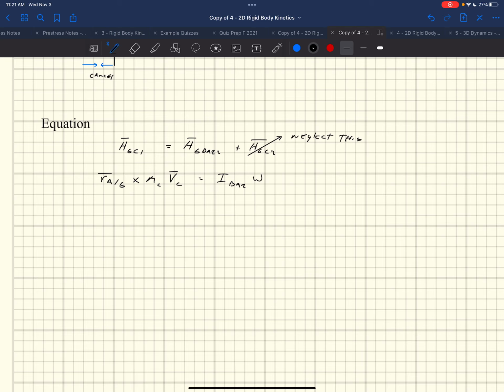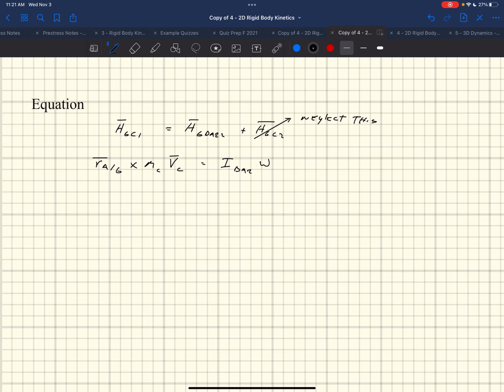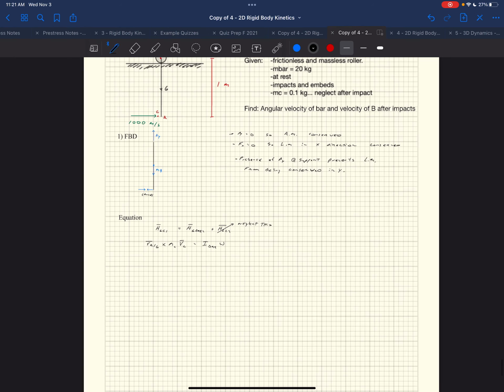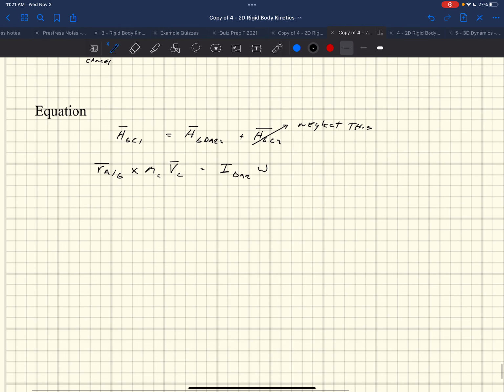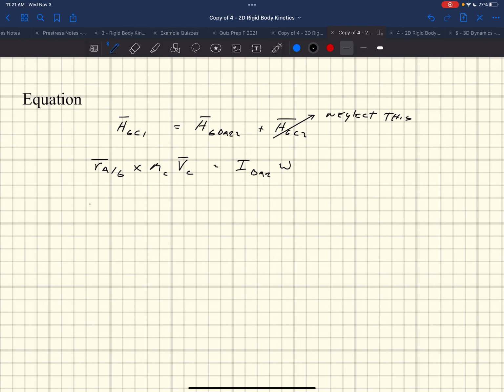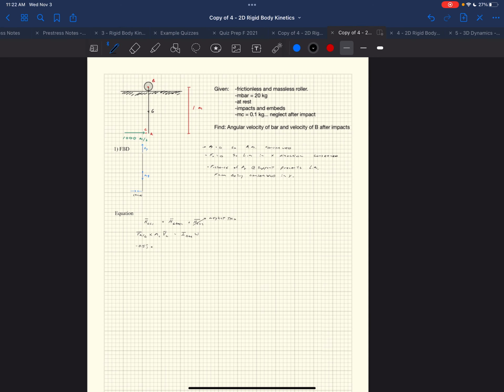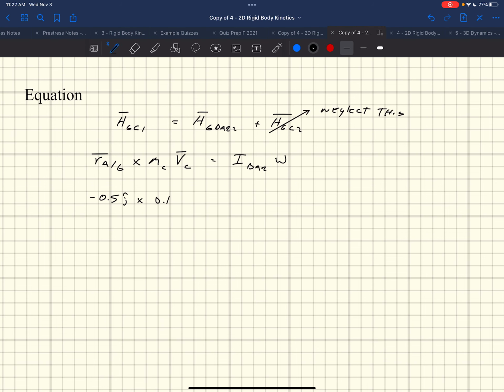The moment arm goes from the thing you're taking the moment around to the thing. Yep, okay. So then we just plug in values here. Our A is seen from G is 0.5, negative 0.5 in the J, and I cross that with MC, which is 0.1, times VC, which is 1,000. And that is 1,000 in the I direction. And that's equal to I bar.